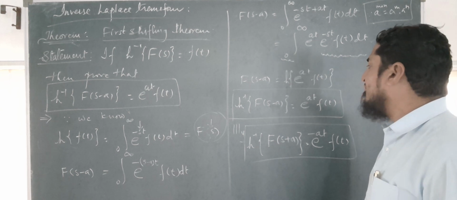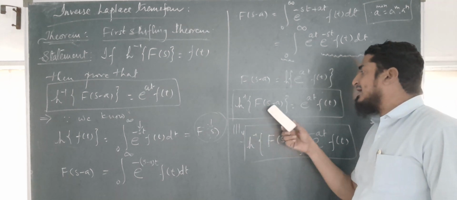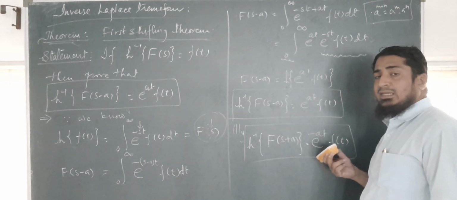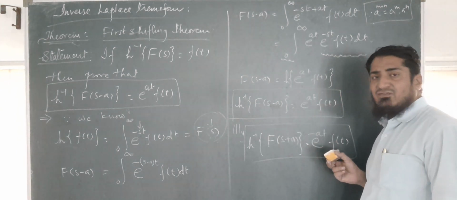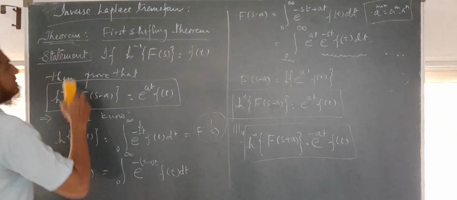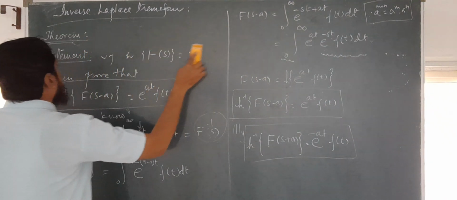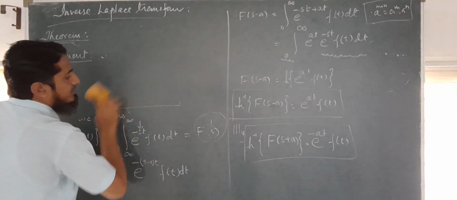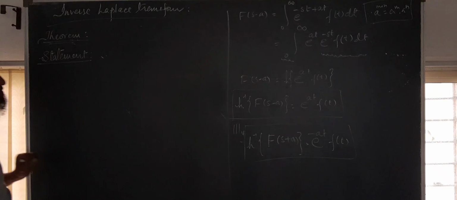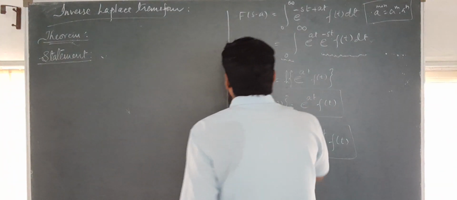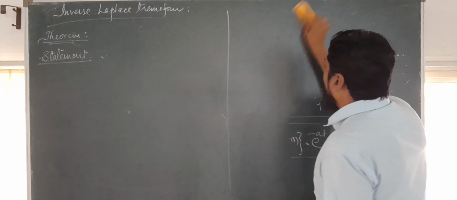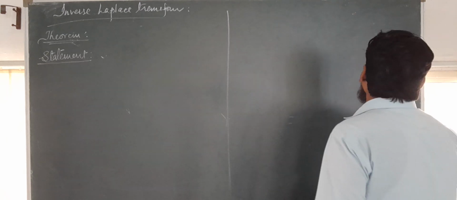Correct. Similarly, if we replace the operator s by s plus a, we will get e raised to minus at f of t. Correct. Now we will see the second shifting theorem. Since the second shifting theorem is also based on the first shifting theorem, that's why we have reviewed the previous lecture.